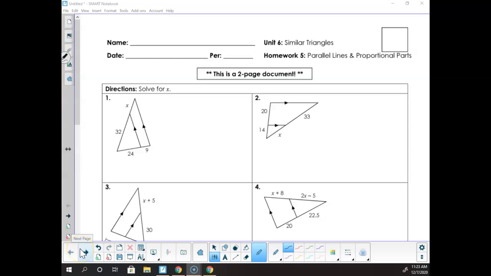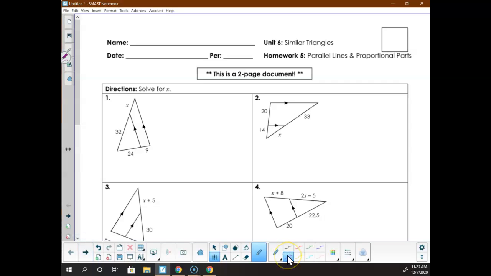So the easiest way to do these is, as long as these two lines right here are parallel, you can say top over bottom. So 24 over 9 equals top over bottom. Okay, so equals 32 over x. And if you're ever unsure what's top and what's bottom, the top meets up right here at a vertex, like the candy corn. So you can label top, bottom, and then solve from there.